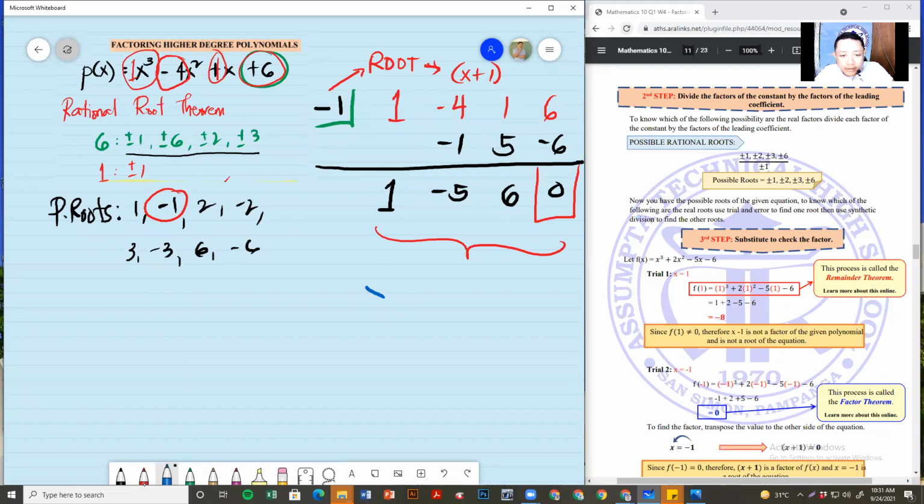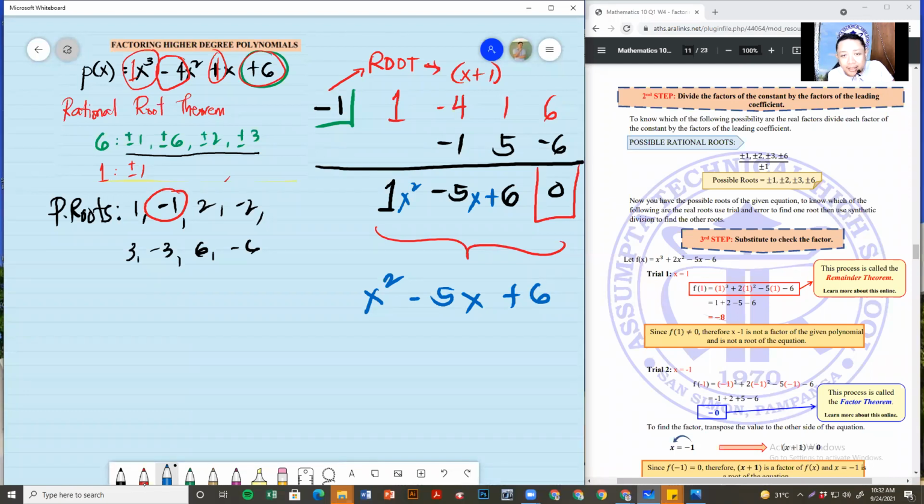Why, where did that come from? From x cubed, subtract one, that's x squared. And then that becomes x. And then that becomes a constant. So we will end up with x squared minus 5x plus 6.